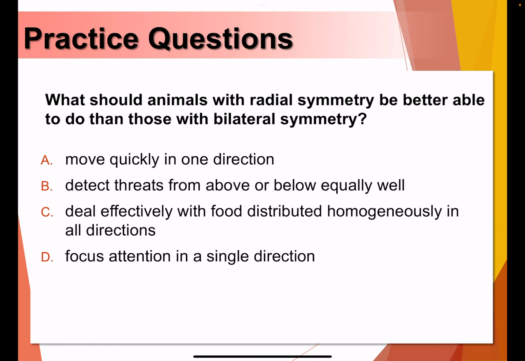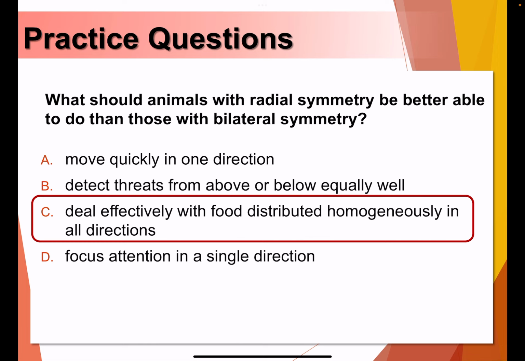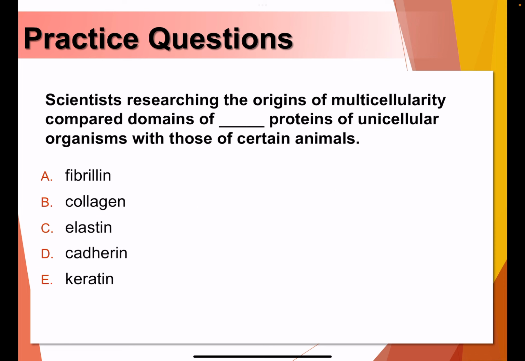All right, so first practice question: what should animals with radial symmetry be better able to do than those with bilateral symmetry? Deal effectively with food distributed homogeneously in all directions. The key words there are all directions, because we talked about radial symmetry fitting their particular lifestyle, because they can't move. So it's nice if they can sense their surroundings in all directions.